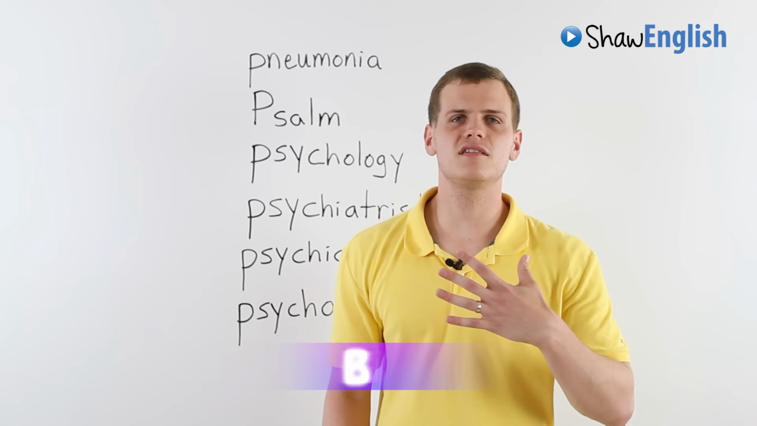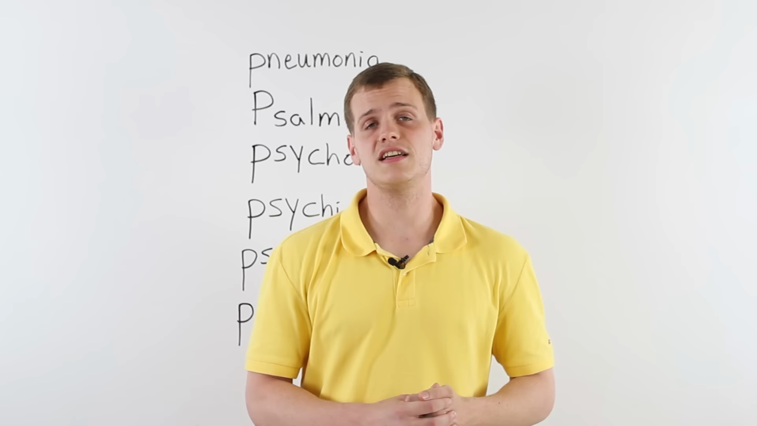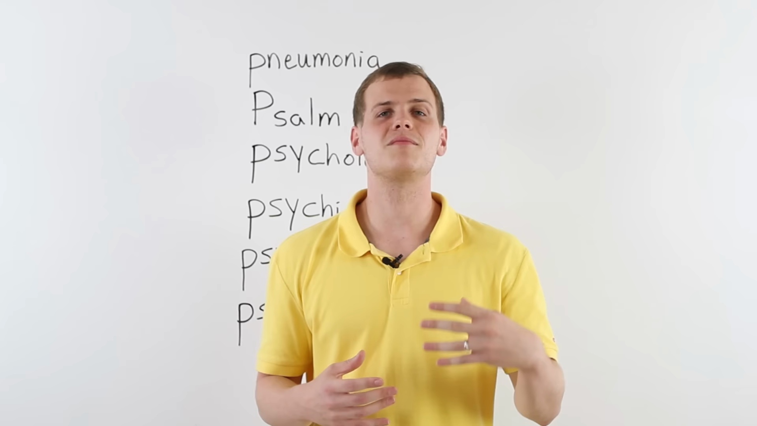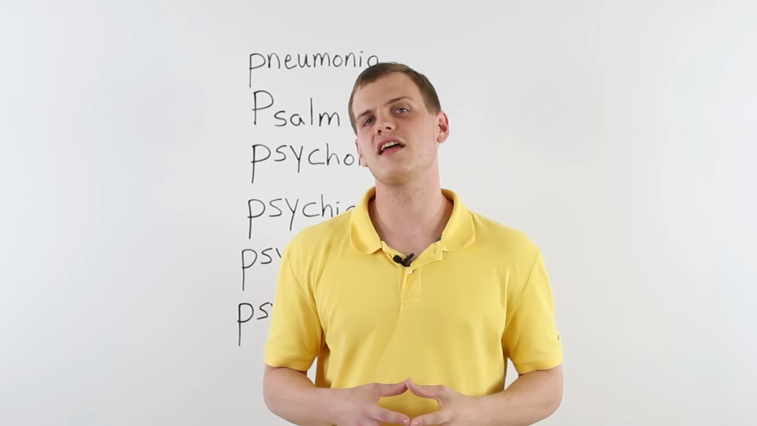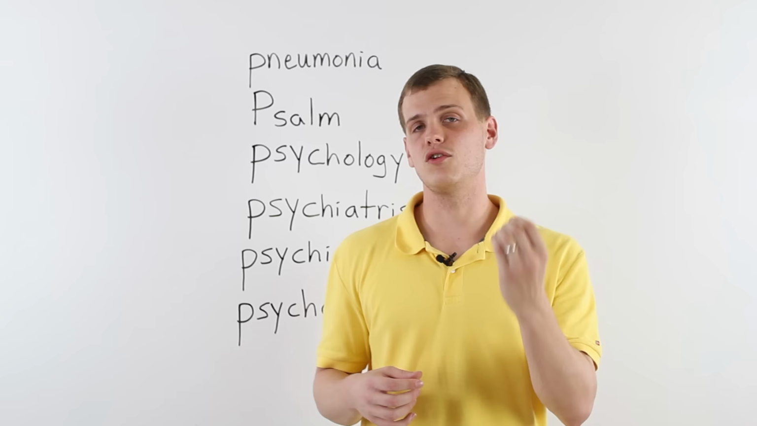Sometimes in English, we have words that have letters we don't pronounce. We call them silent letters. And right here, I'm going to tell you about how the letter P can sometimes be silent. This happens when the word begins with the letter P, but then it is followed by another consonant. This is when we ignore the letter P and we do not actually pronounce that letter. It is only silent. So let's look right here.